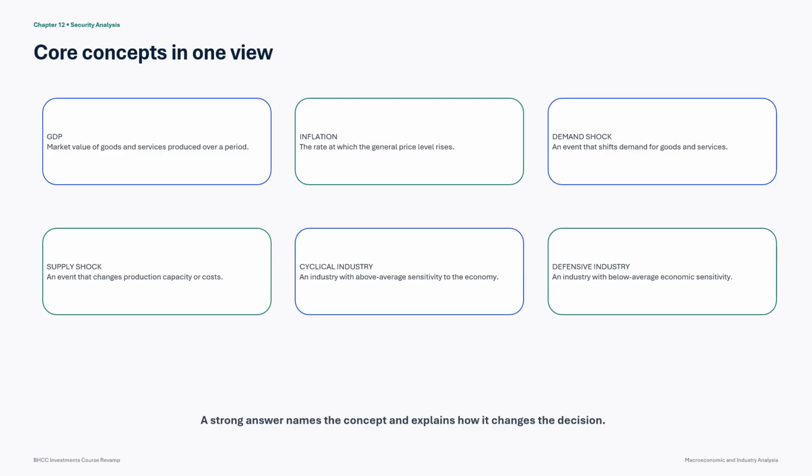Defensive does not mean risk-free. A utility can be hurt by rising rates, regulatory decisions, storm costs, or heavy capital needs. A healthcare company can face patent, reimbursement, or political risk. Defensive refers to economic sensitivity, not invincibility. A strong answer names the concept, explains the mechanism, identifies the likely beneficiary and loser, and states what evidence would confirm the view. A definition is the beginning of analysis, not the victory lap.